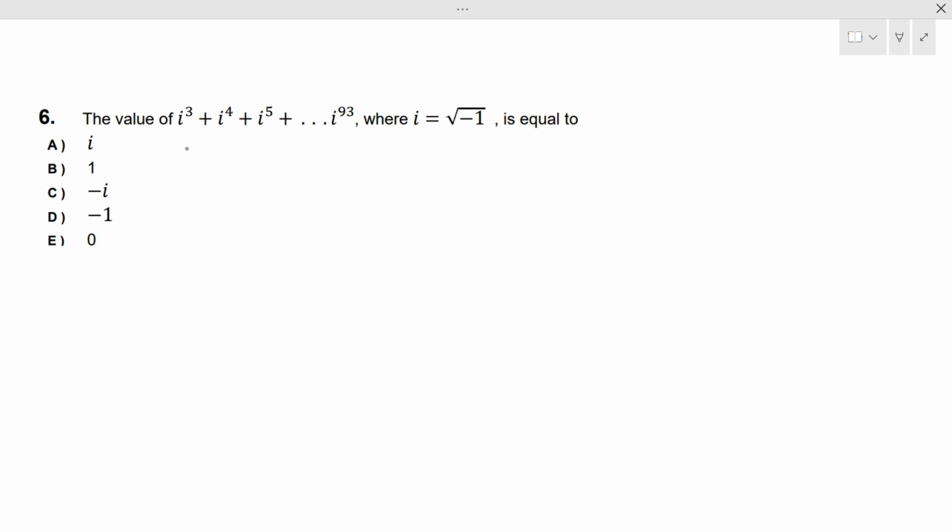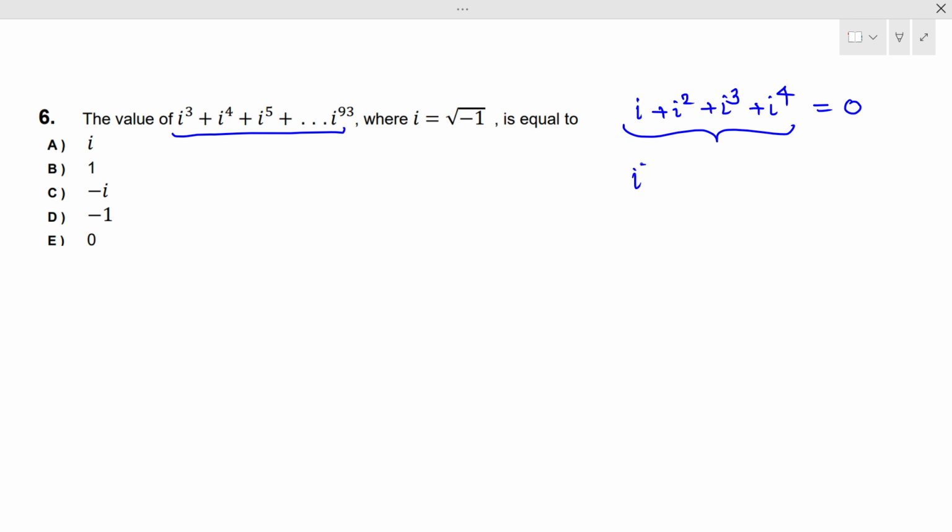The value of i³ + i⁴ + i⁵ and so on, up to i⁹³, is equal to what? Now here, there are two methods to solve it. First, by the sum of a finite GP, we can do that also, but we are using a pattern to solve it. We know that the sum of 4 consecutive powers of iota is equal to 0. Yes or no?